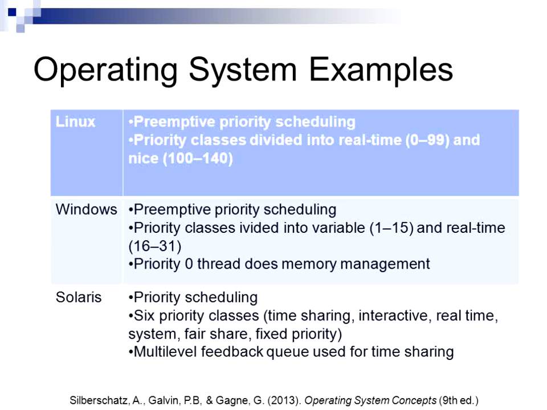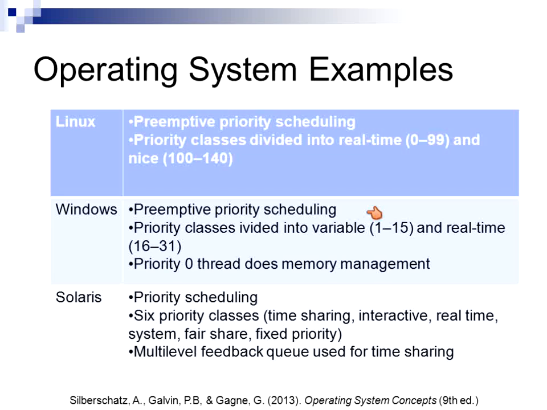Your book also goes into some examples of operating systems and what kind of scheduling they use, and I kind of summarized it here. Linux has preemptive priority scheduling, and it has priority classes. Remember, we talked about the categories when we talked about the scheduling. The priorities are divided into real-time and nice, and so they're given a priority depending on their class.